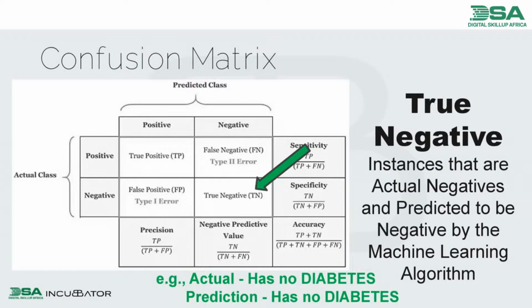All right. Then you have true negatives. True negatives. Joy is laughing. It's true. So, true negatives.